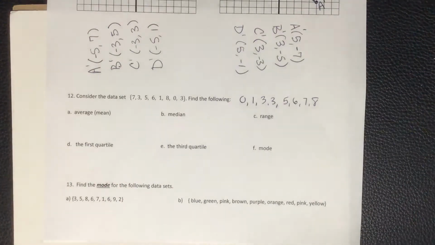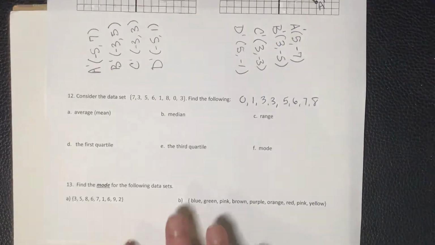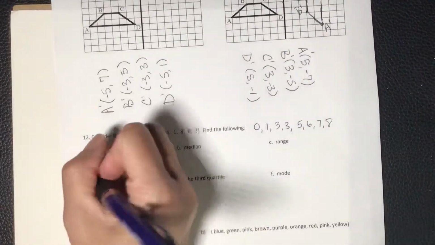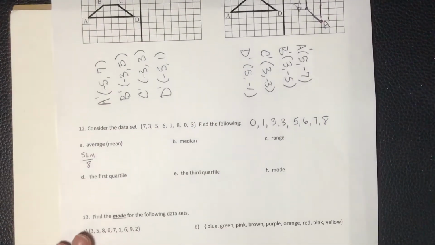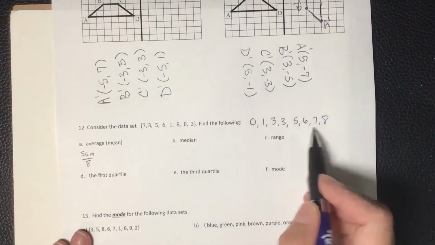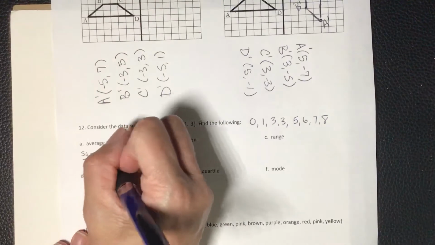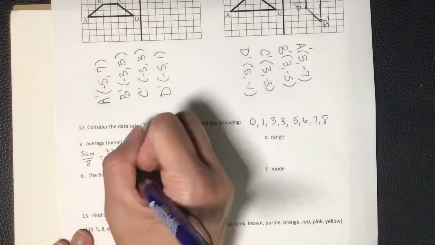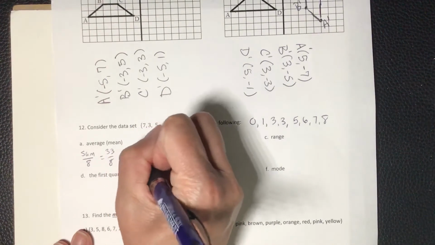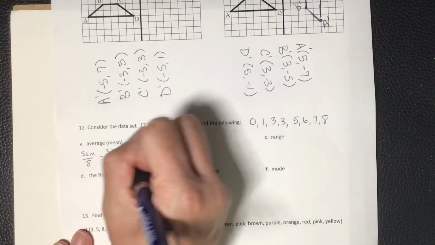So for the average, we're just going to take the sum and we're going to divide by the number of items. So in this case, we know we have 8 numbers. If you add all of these numbers together, you get a sum of 33. And then 33 divided by 8 is going to give us 4.125. So that's our average.